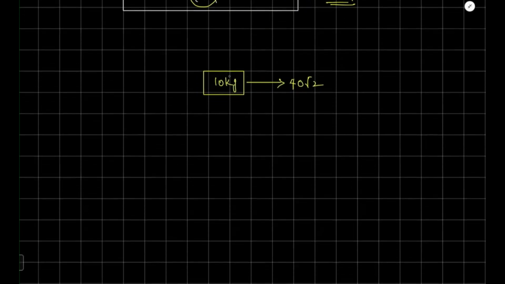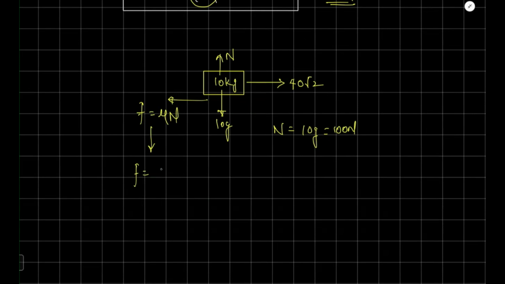So what happened here? The gravitational force, that is 10g. Here it's the normal reaction, so we can say normal reaction is equal to 10g, which is 100 Newton, and in this direction friction force is going to act. So what is the value of friction force? That is mu into N. So we write F is equal to, the value of mu is 0.5 and the value of N is 100 Newton. So we'll get the friction force, obviously kinetic, that is 50 Newton.